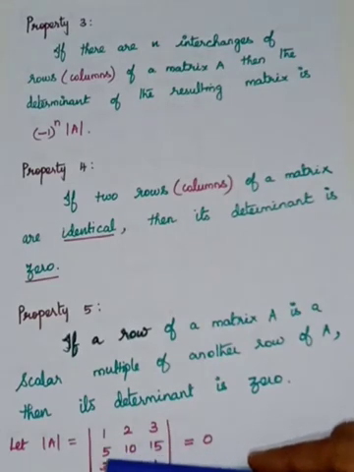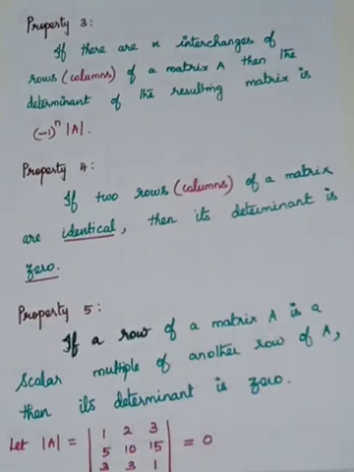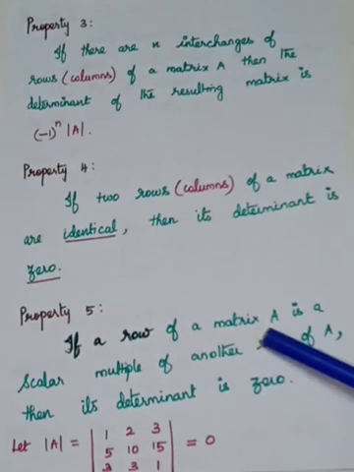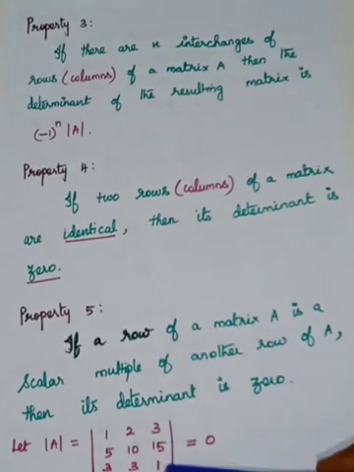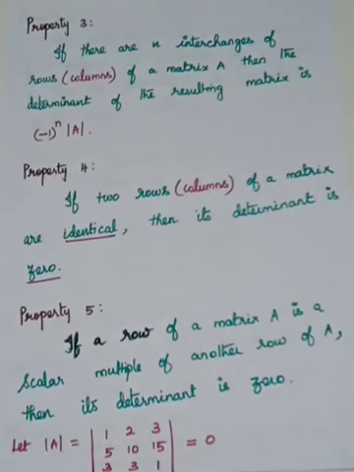What is the scalar? Here 5. So see that the first row, if you multiply with the scalar 5, you will get the second row. So a row of a matrix is a scalar multiple of another row. Then the determinant is 0. According to the fourth property, if any two rows are identical, means same elements, the determinant is 0. The next one, a row is a scalar multiple of another row, whose determinant value is 0.